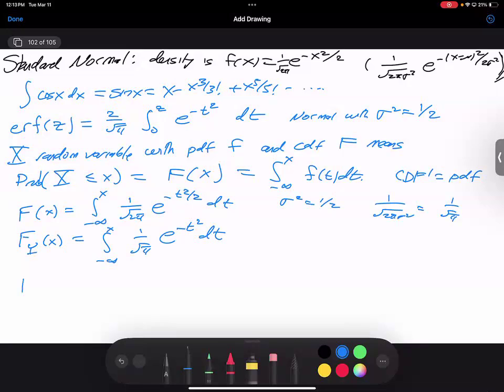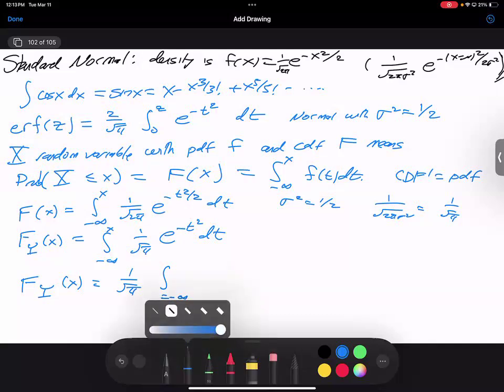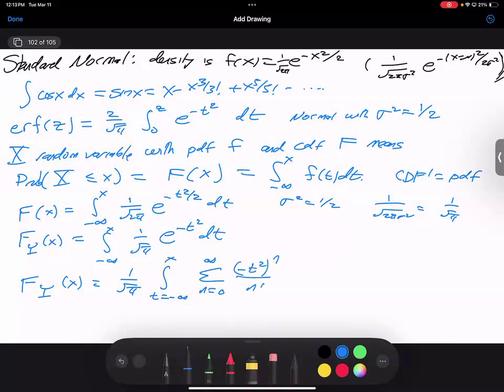Okay. And so this is the same as, I can pull out the square root of pi, the integral where t goes from minus infinity to x of the sum, n goes from 0 to infinity, of negative t squared to the n over n factorial dt.